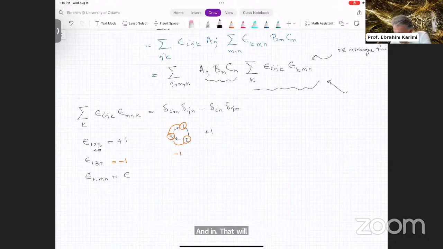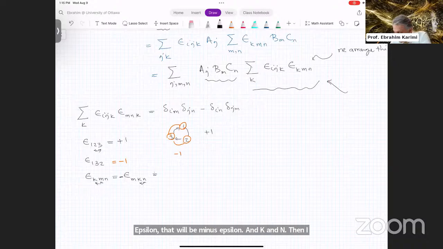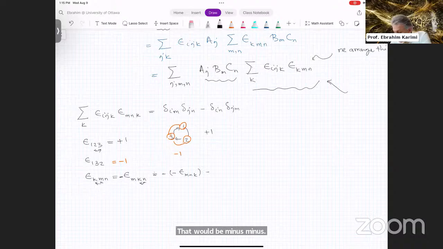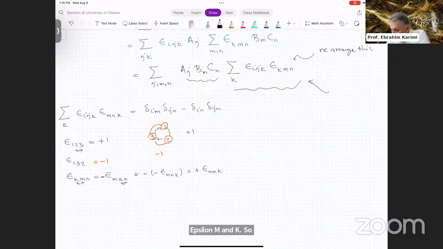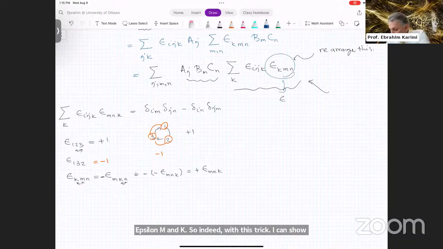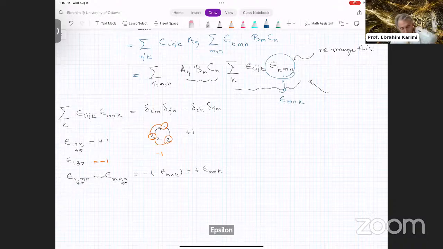I'm swapping these two together. That will be minus epsilon m, k, and n. Then I will do the swap of these two again. That will be minus epsilon m, n, and k, which is equal to plus epsilon m, n, k. So indeed, with this trick, I can show that this is identical to epsilon M, N, and K, because I'm swapping the indices twice.